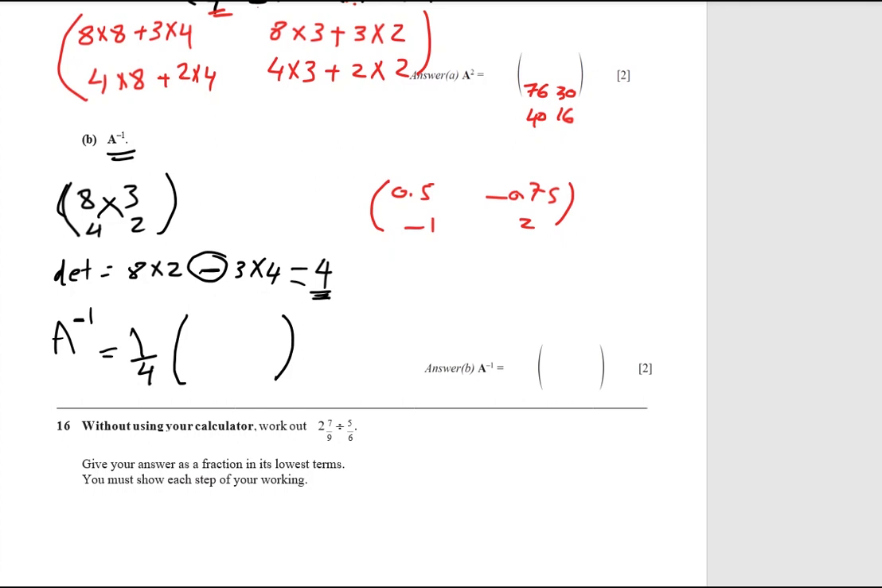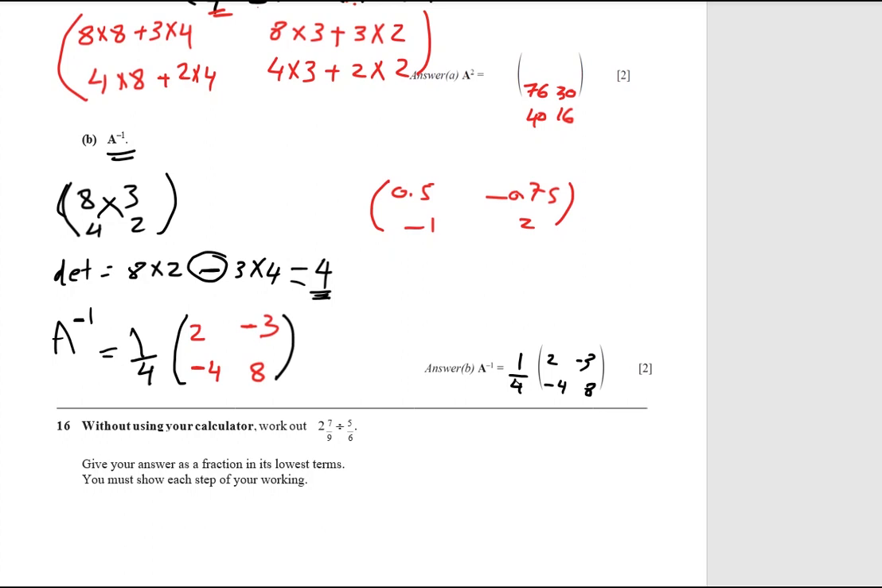will be equal to 1 over the determinant, which is 1 over 4. This is your matrix. So now, 8 and 2, we swap the locations. So 2 will come here and 8 will come to this side. And then we will add minus here and minus here. And then we keep the diagonal as it is, 3 and 4. So A minus 1 will be 1 over 4 times 2, minus 3, and minus 4, and 8.